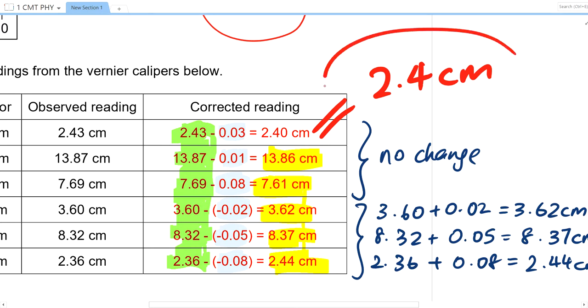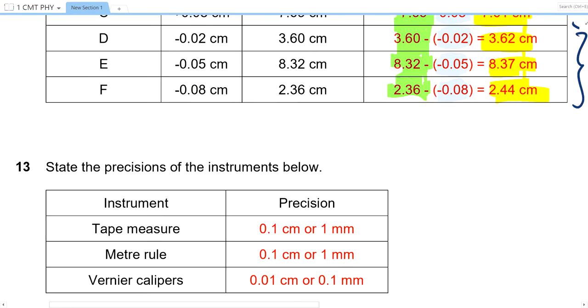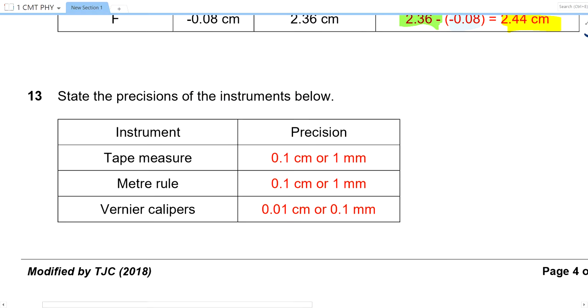Can you imagine if this is your answer? Then somebody else looks at your answer and says, I think this student used a meter rule, right? Because only 1 dp. So the person who doesn't know what you used, looking at your value, will think that you used a meter rule, but you didn't. So in order to avoid those kinds of misunderstandings, we have 2.40 cm. Okay? It shows us the precision. Now, all these, check your answers. Tape measure and meter rule, same precision.